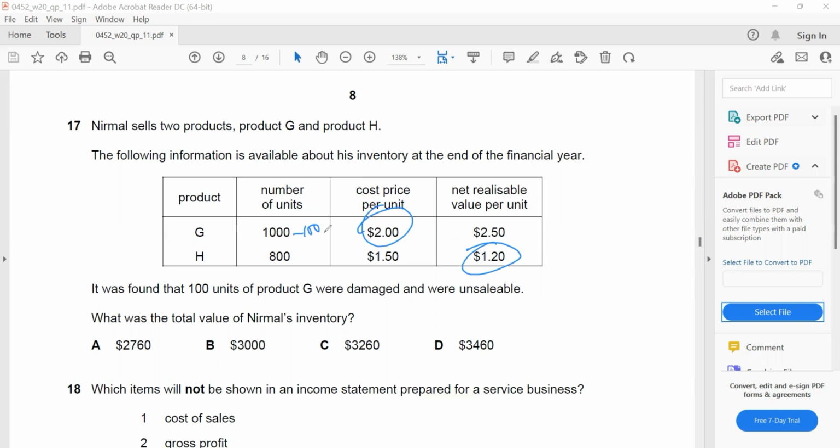For this one, we have to take 900 times $2. This one we have to take 800 times 1.20. So 1,800, and 800 times 1.2, we get 960, plus, so we get 2,760. So the answer should be A. Okay, now let's continue.